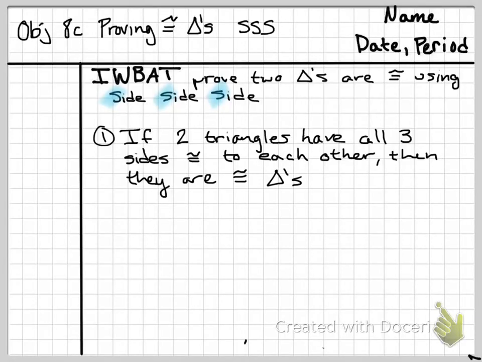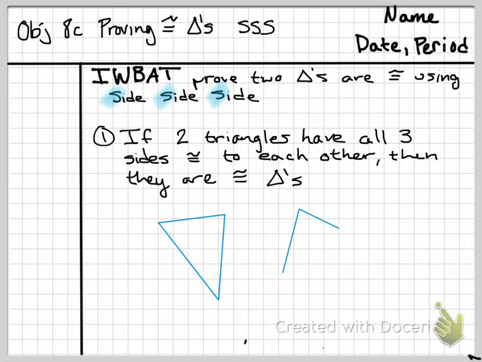Objective 8c, proving congruent triangles. This time we're going to talk about SSS. I will be able to prove two triangles are congruent using side, side, side. And here's our postulate. If two triangles have all three sides congruent to each other, then they are congruent triangles.